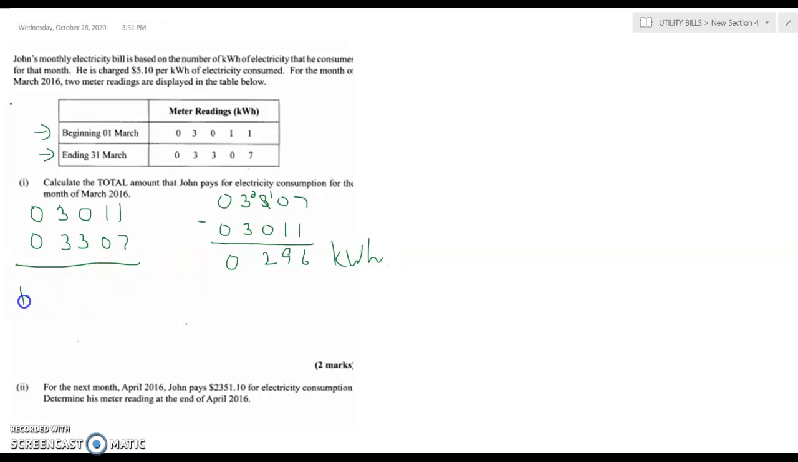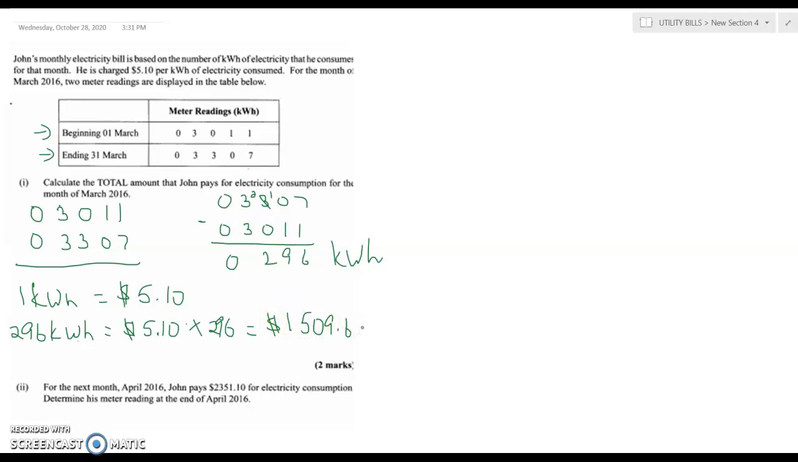We also know that for every 1 kilowatt hour he's charged $5.10. So therefore the amount he used for the month, 296, would be the amount for $5.10 times the amount he used, 296 kilowatt hours. So you just multiply that and we will get our answer, which is $1,509.60. So that's how much he has to pay for the month of March, right?